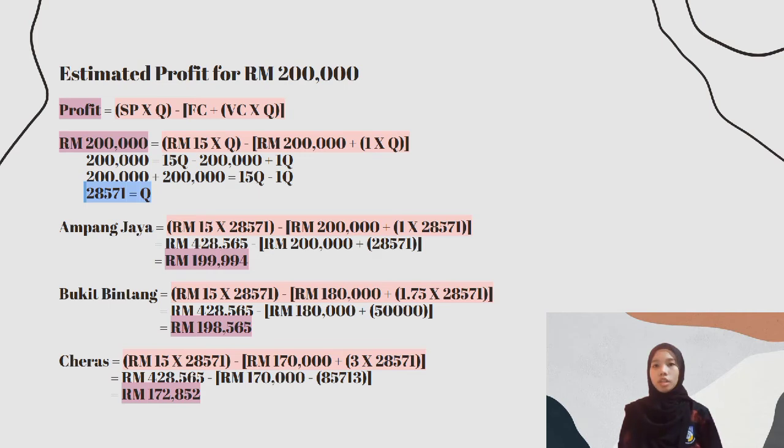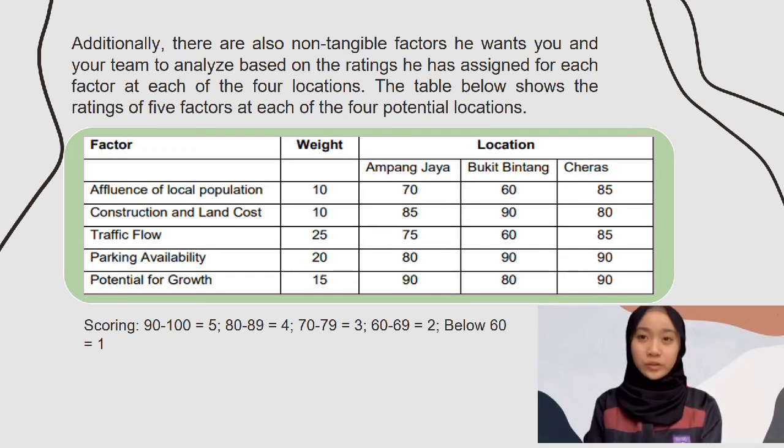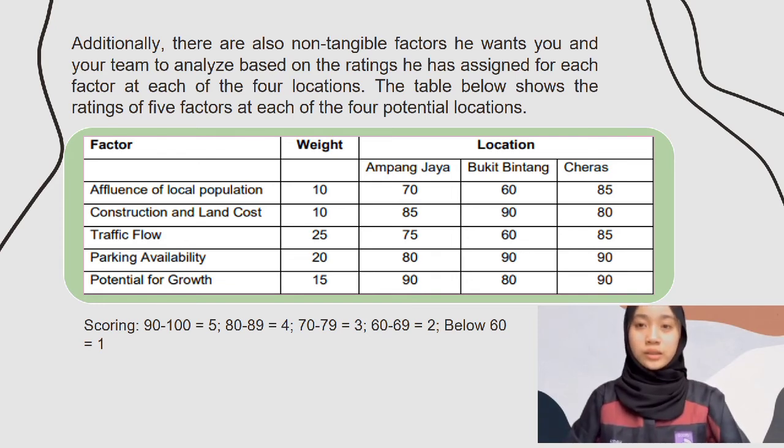After we finish calculating the profit for each location, we can choose the best location to produce 28,571 plates. So, the best location to produce is Ampang Jaya because it has the highest profit compared to the others. Next, I will explain question 5, merit for each location. Now, let's see how to answer this question.